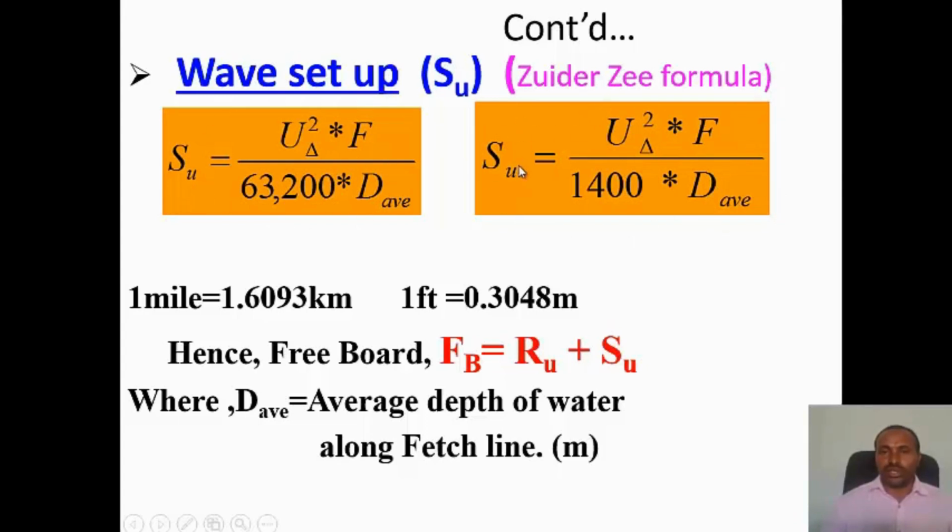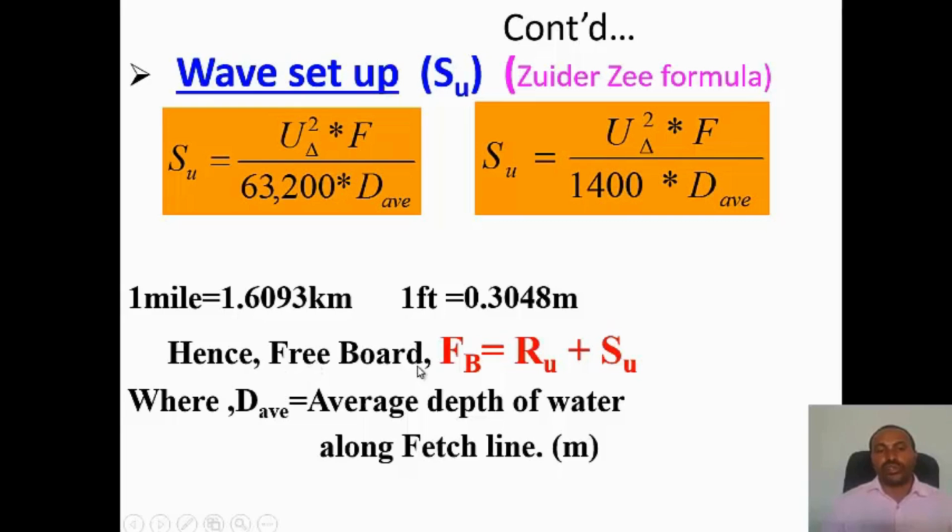You can use either. When we say metric system, adjusted wind speed is in kilometers per hour, fetch length is in kilometers, and average depth is in meters along the fetch line. Under this formula, adjusted wind speed is in miles per hour, fetch length is in miles, and average depth in feet. So these are conversions you can use: 1 mile is 1.6093 kilometers, 1 foot is 0.3048 meters.